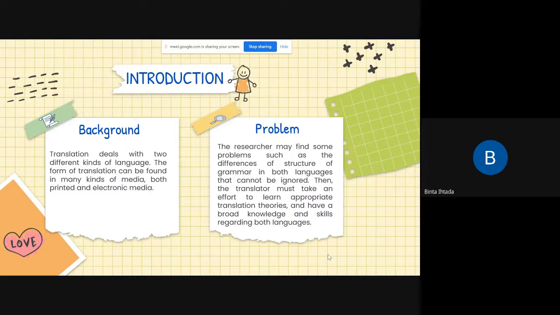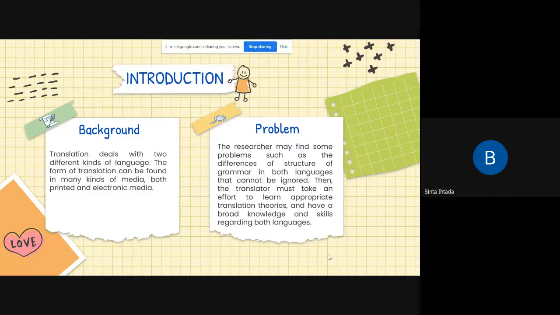subtitling or dubbing. The problem of this research is that the researcher might find some problems in translating, such as the differences in grammatical structure in both languages that cannot be ignored. Then the translator must make an effort to learn appropriate translation theories and have broad knowledge and skill regarding both languages. The important thing in translation is the way the translator finds the equivalent of the source language.